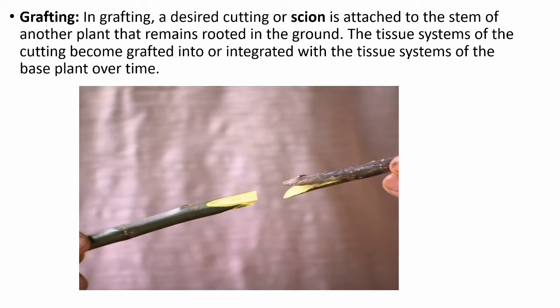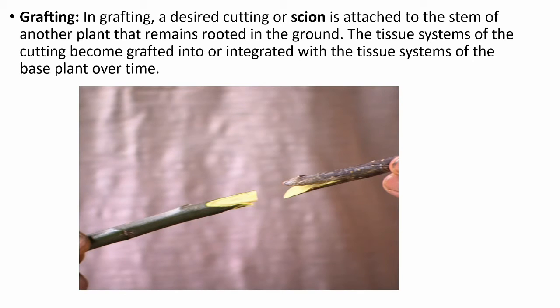During grafting, a desired cutting, which we call the scion, is attached to the stem of another plant that is still in the ground. It remains rooted in the ground. The tissue of the cutting stem will become integrated into the stem system of the base plant. Over a period of time, it starts growing.